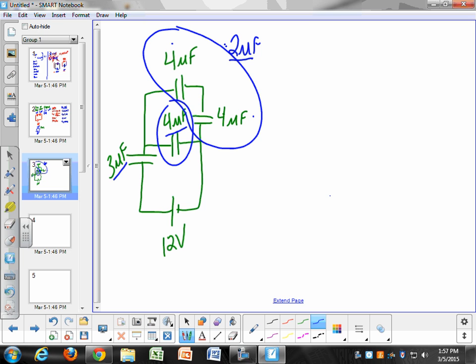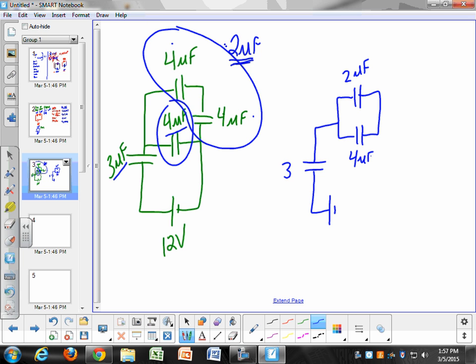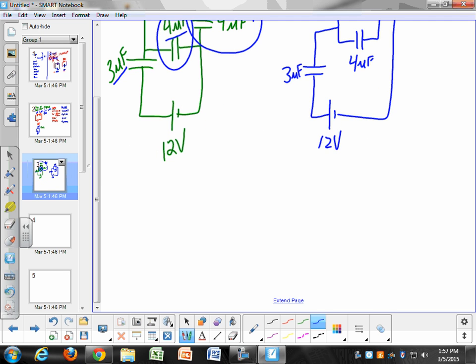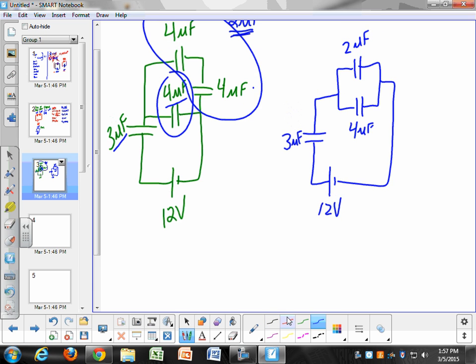Let me redraw this just a little bit. So there's my 3. There's my 2 microfarad. That's this one that I drew up here. And then there's my 4. This is 12 volts. Okay. And then I can combine these two, and that gives me 6 microfarads.